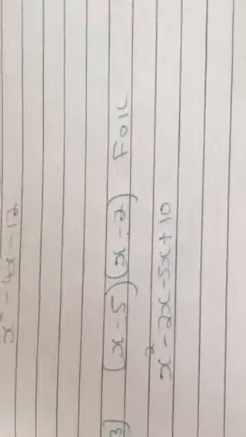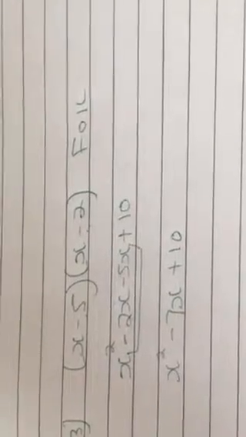We've expanded the bracket. Now what we've got to do is simplify. So I'm left with x squared minus 2x take away 5x. Well, that's going to be minus 7x. And I've got plus 10 at the end. So my answer is x squared minus 7x plus 10.